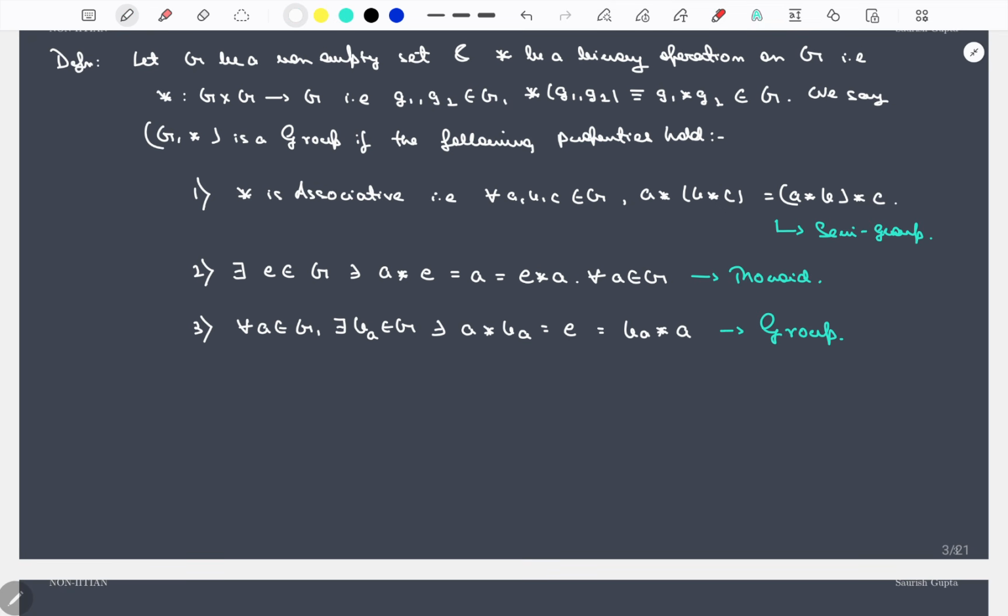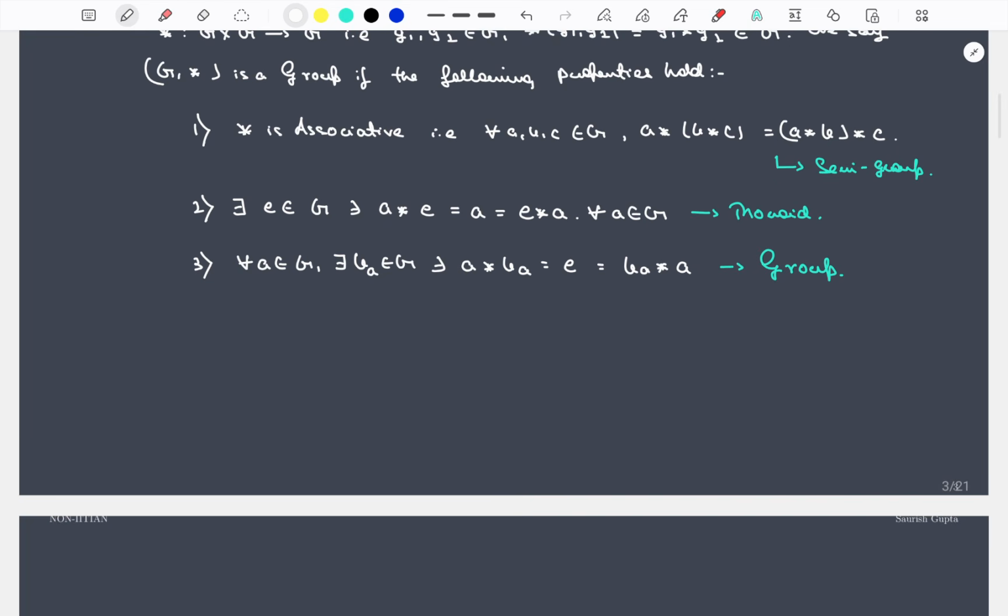So if 3 does not hold while the rest 3 hold, including the binary operation, we call it a monoid. And if I also omit property number 2, I'll get a semi-group. In fact, if I also omit property number 1, then I'll result in what we call a groupoid. Okay, fine.